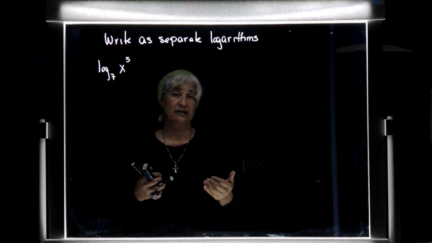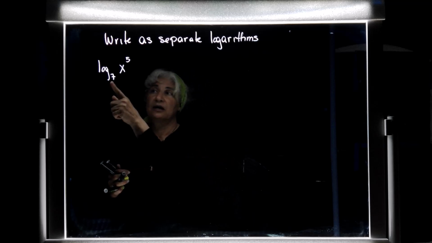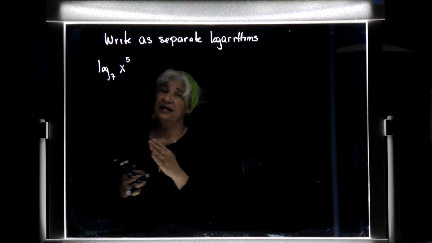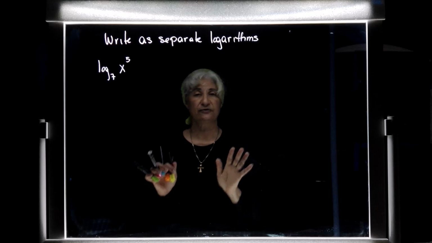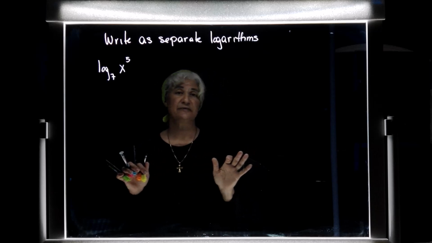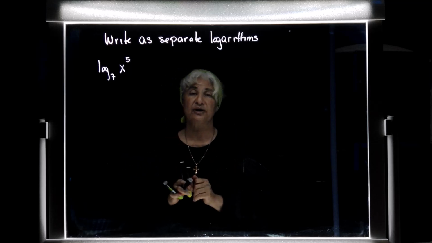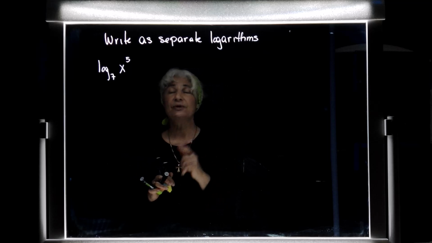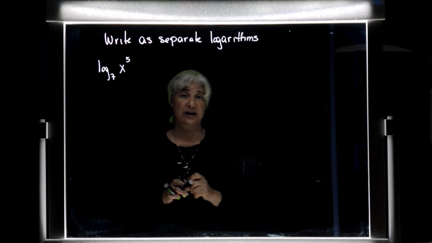Now, the base is x. The base for the log is 7. They're not inverses of each other first and foremost, so let's make certain we understand that. They are not inverses of each other, so they're not going to cancel each other out. But I am noticing on the x, there's a power of 5.